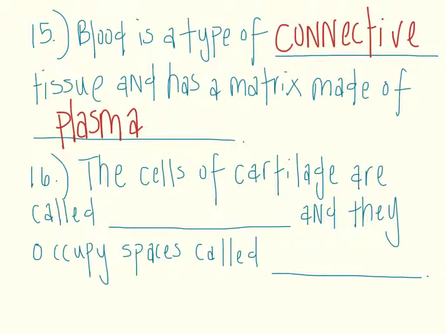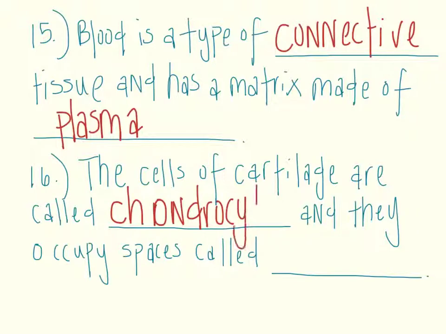The cells, question 16, the cells of cartilage are known as chondrocytes. I feel like there's an R there. Chondrocytes. Anytime you see the prefix chondro, it has to do with cartilage, and they occupy fancy spaces called lacunae. Fun word.